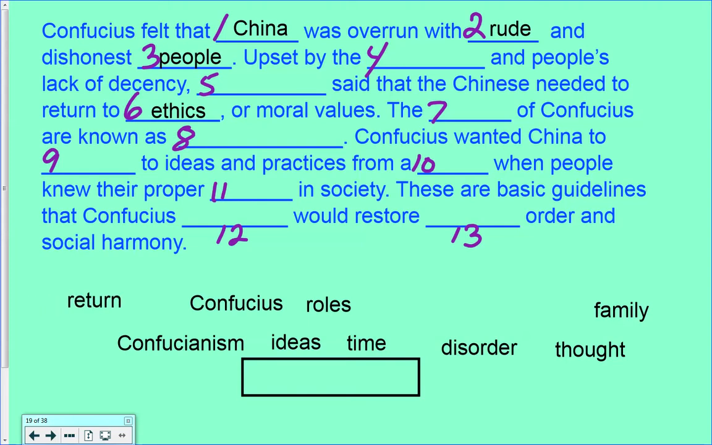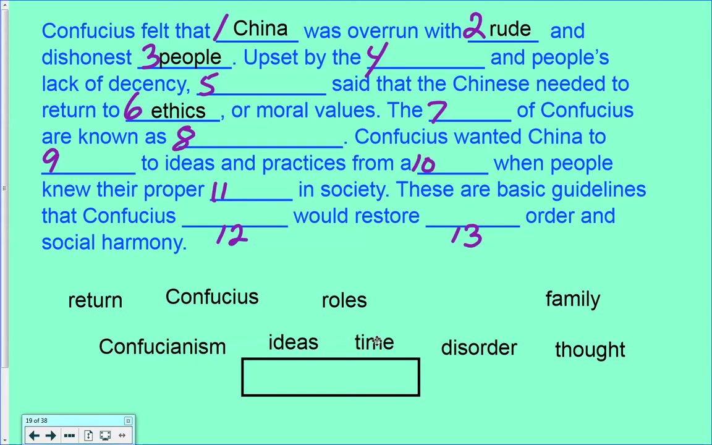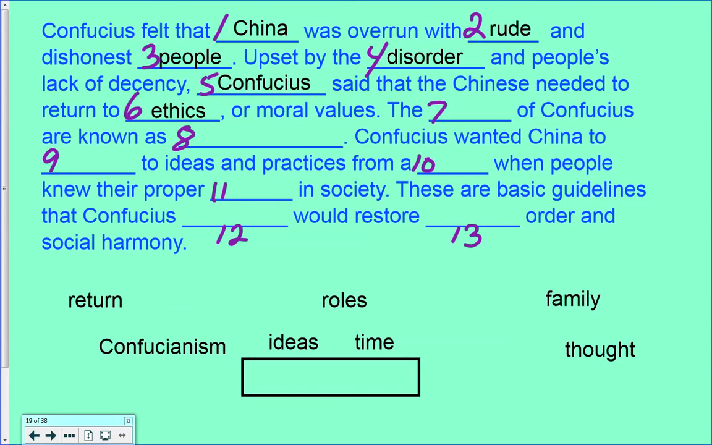Is it return, Confucius, roles, family, Confucianism, ideas, time, disorder, and thought? What word makes the most sense that would upset Confucius? Probably disorder and people's lack of decency. Blank said, who's talking? Confucius said that the Chinese needed to return to ethics or moral values.